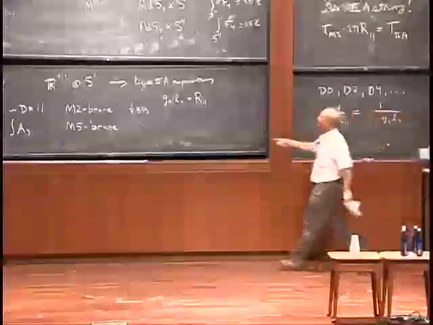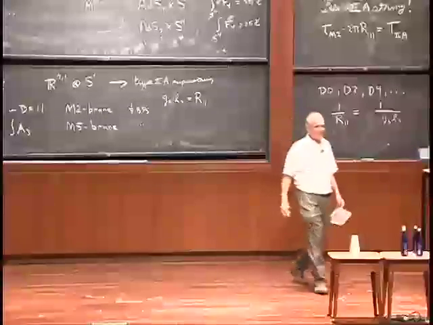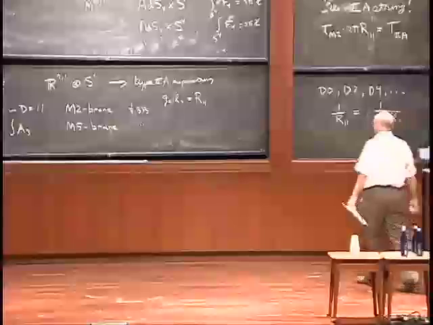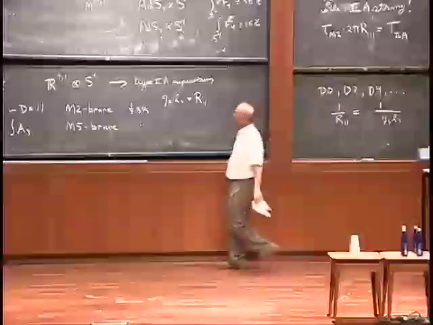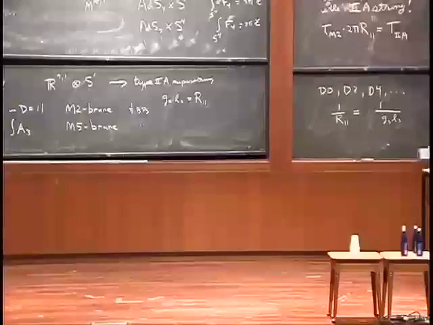So this is actually a hidden way of saying that the D0 brane is the first Kaluza-Klein excitation on the circle. You may ask, what is the second Kaluza-Klein excitation? Well, it's a bound state of 2 D0 branes, etc.